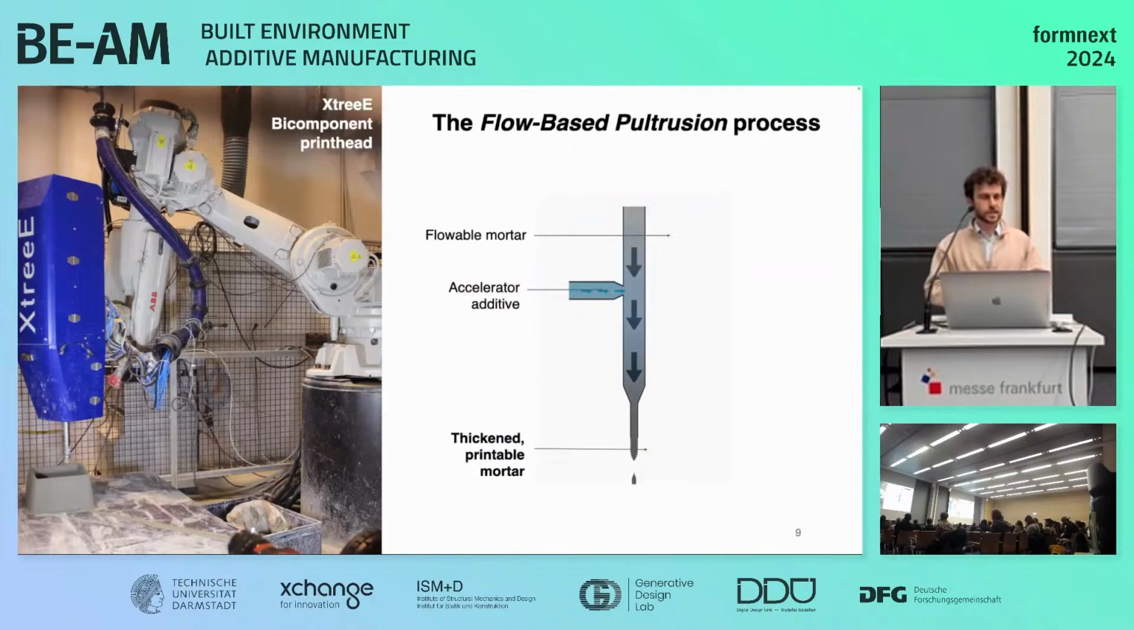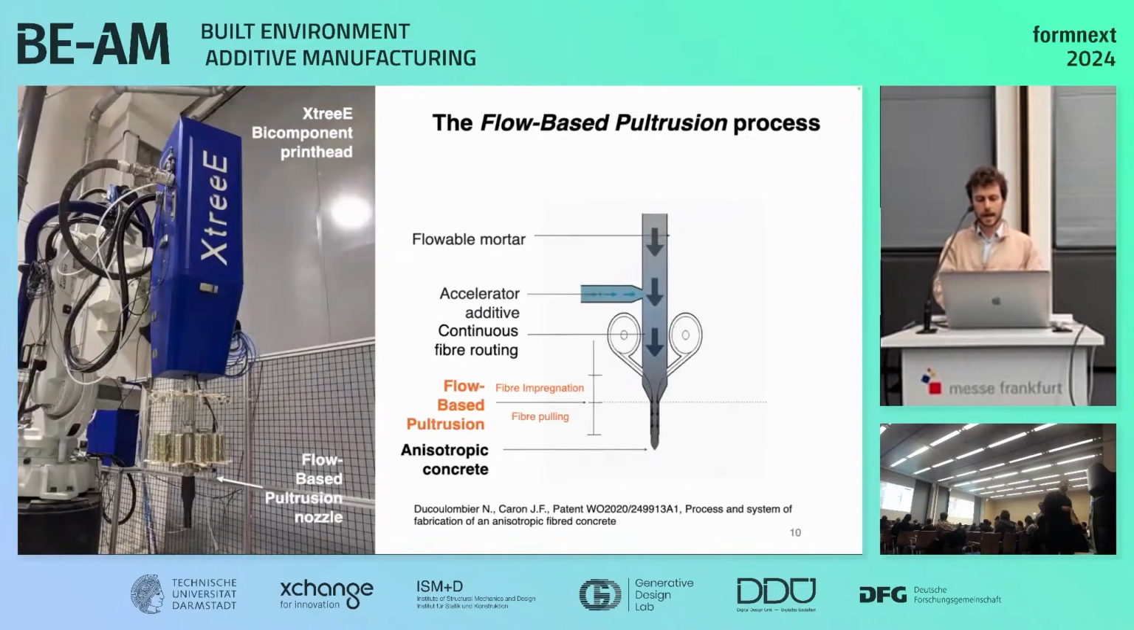But how does it work? First, we start with a full large-scale concrete 3D printing system provided by X3, which prints big components. You add some accelerator additive inside. The mortar as the input is very flowable, but thanks to the addition of the additive, you have a phase change. You go from really flowable and then it becomes really thick. And we use this phase change to both impregnate and pull the fibers passively without any additional motor. It's just due to the flow of the mortar.